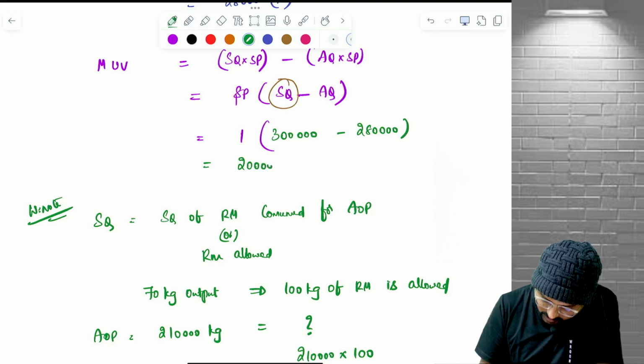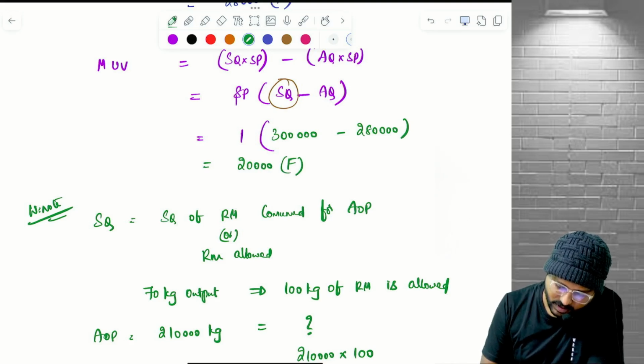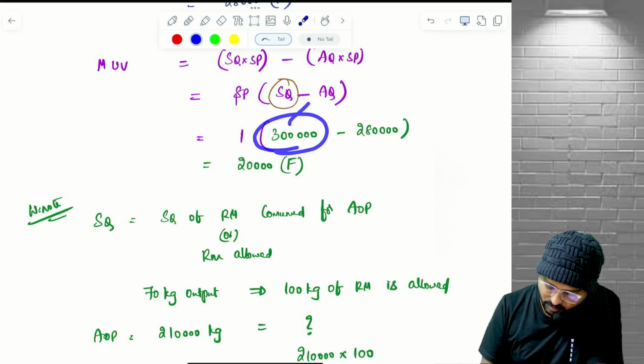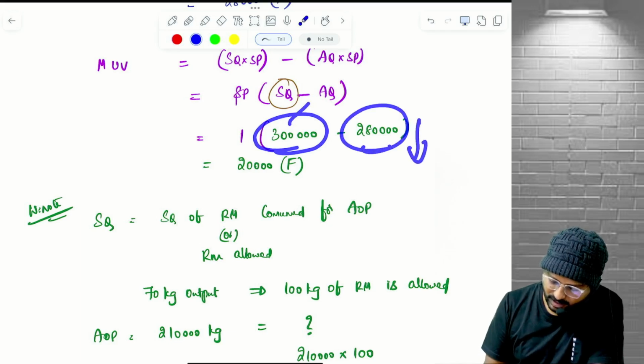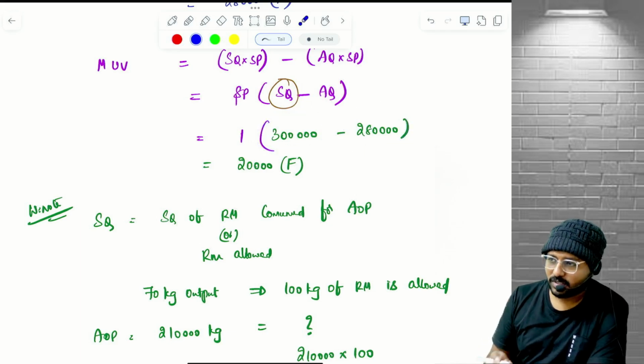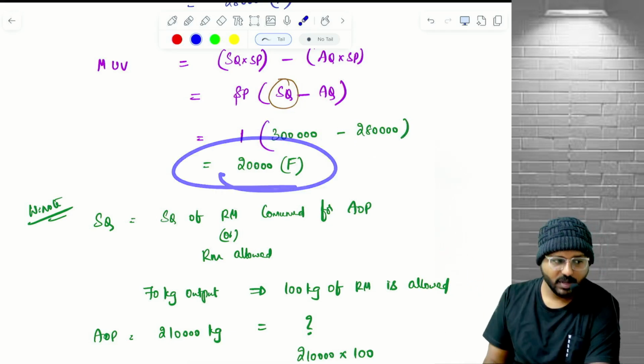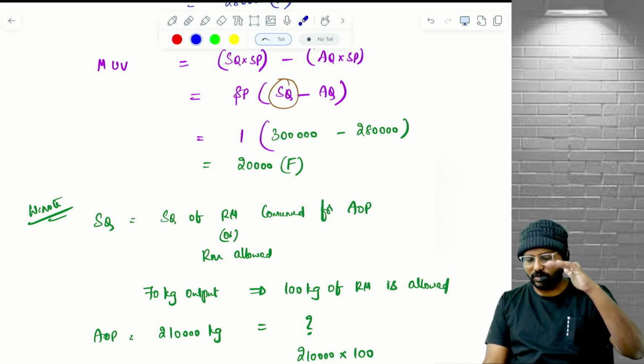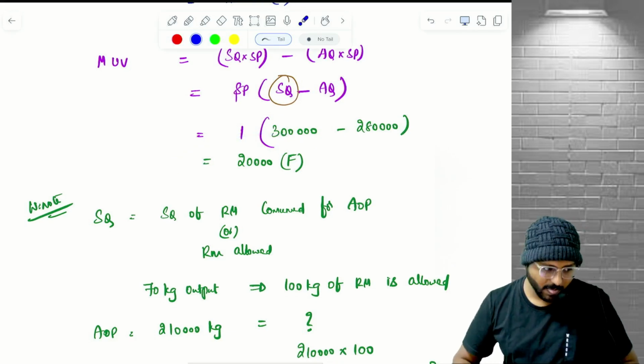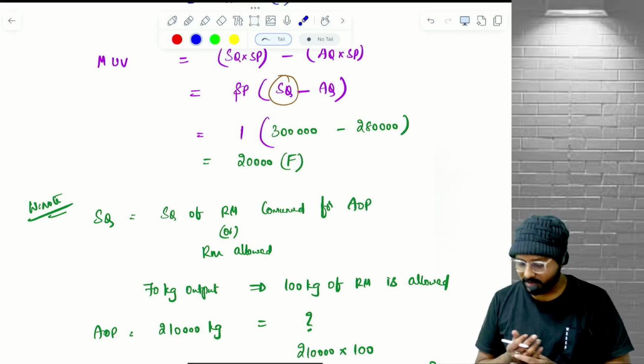What is that 20,000? Favorable or adverse? First of all, positive means favorable. In other words, your standard quantity is more than actual quantity, which means your actual quantity is less. Your actual cost is less, which means your actual profit will be high. Therefore, it is favorable. I told you anything that increases your actual profit will be favorable. Correct? All right.